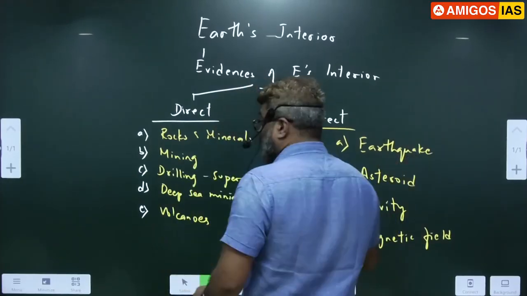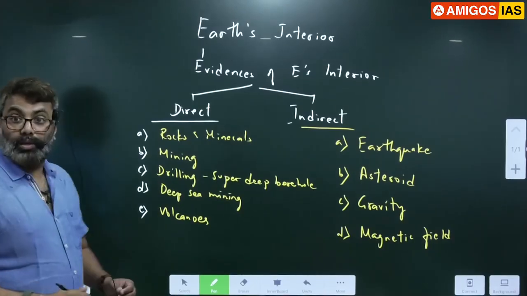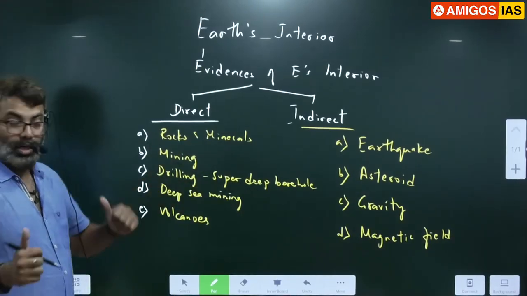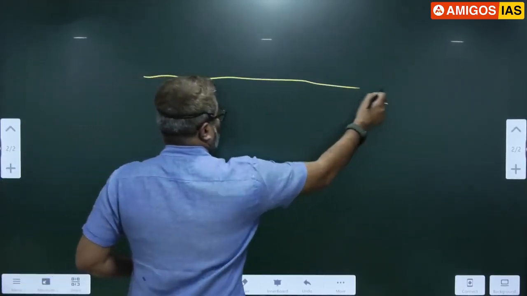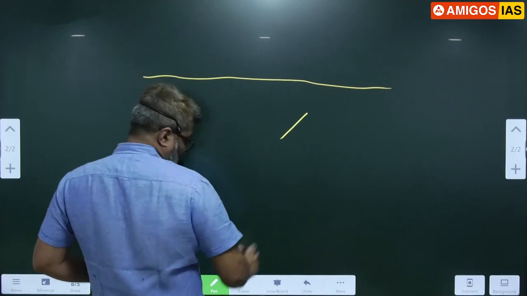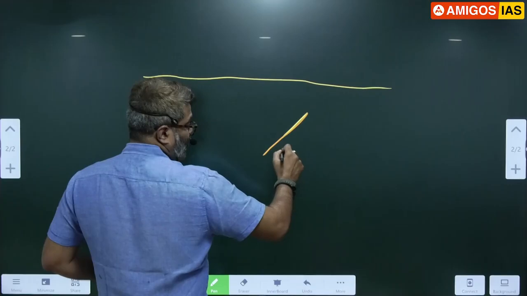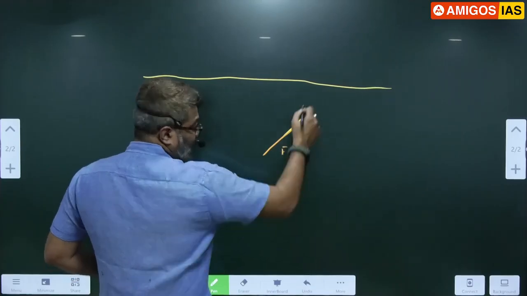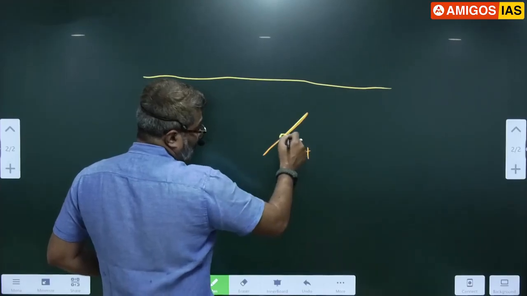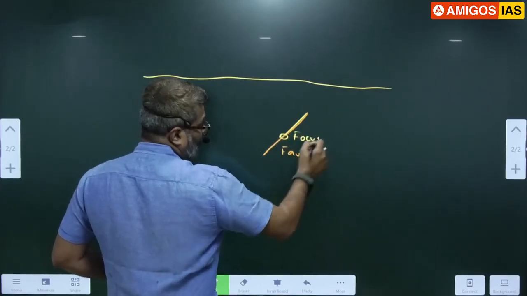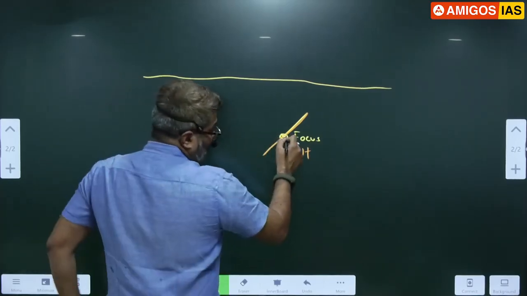Because when the earthquakes occur, I'll show you how it happens. Let's say this is the Earth's surface. Let's say there is a fracture or a fault here. In this kind of fractures and faults only, earthquakes occur. The place where the earthquake occurs is called the focus. Focus is the point of origin of an earthquake. This is where the earthquake occurs.